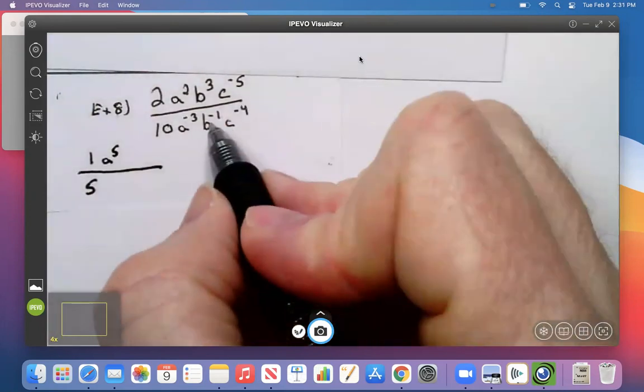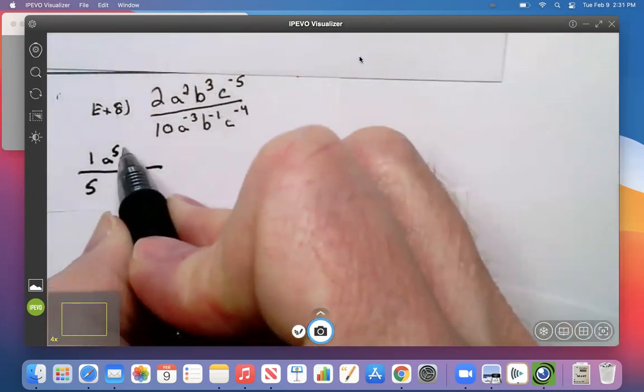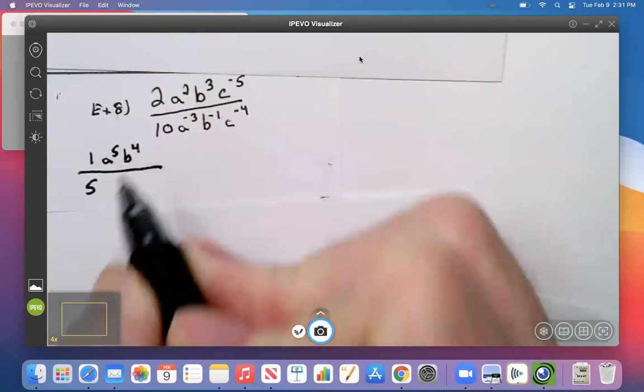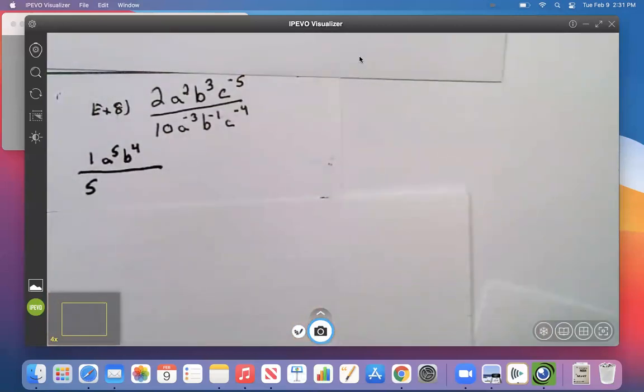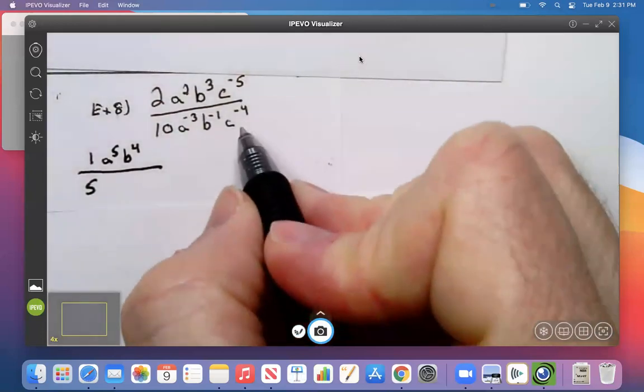On the b's, I have a negative 1 on the bottom. I'm going to move it up top, add it to the 3 that's already there. That gives me b to the 4th. And on the c's, both of them are negative, so I need to move the 4 up and the 5 down. Now, if you can flop them in your head and subtract in your head, you can write your answer right now. I could do that, but I want to show you what I'm doing in my head.